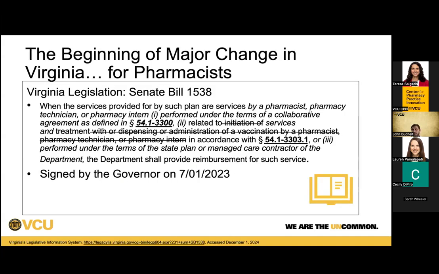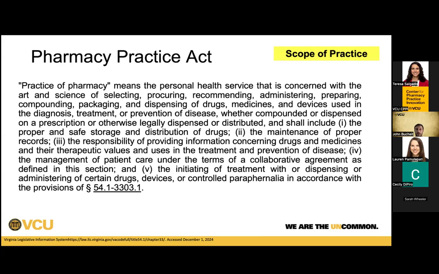Now, this all changed in Virginia in 2023. So this was really exciting. The governor signed a new bill, 1538, which required Medicaid to cover services delivered by a collaborative practice agreement, and also statewide protocols. It didn't specify how much or how to do that. But it did say that pharmacists need to be paid if they're offering these services under these types of practice models, thinking about either statewide protocols or collaborative practice agreements. They need to be paid for this. So this is a really big step forward for pharmacists.